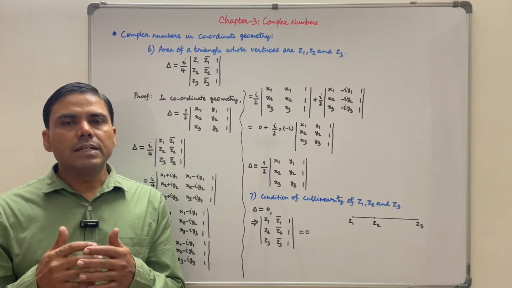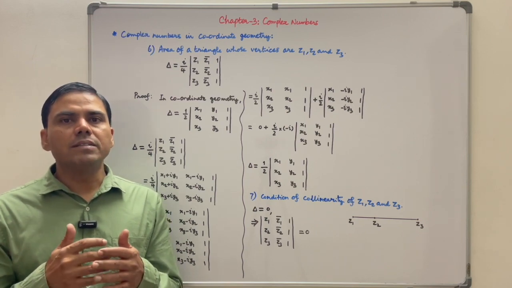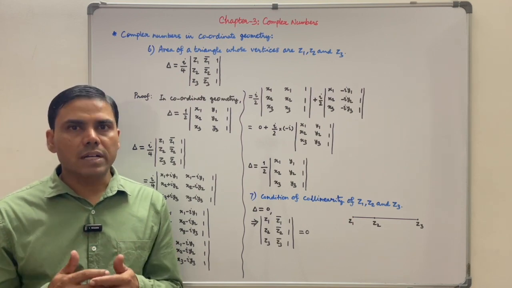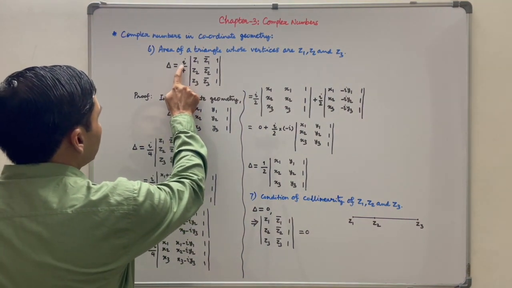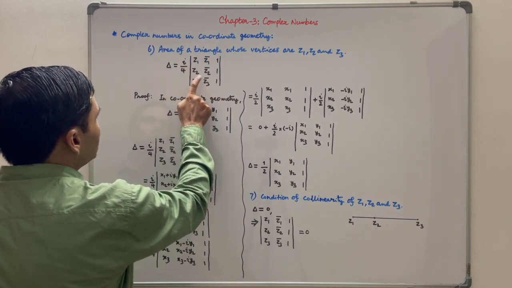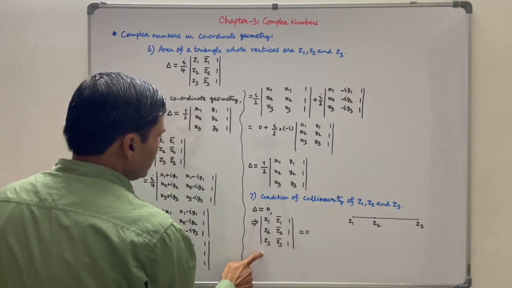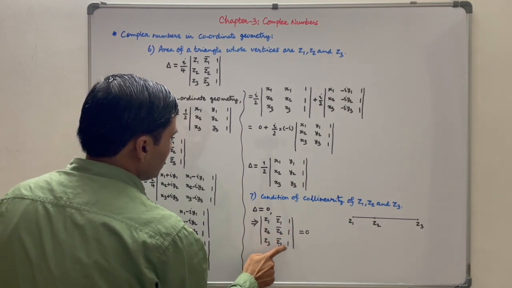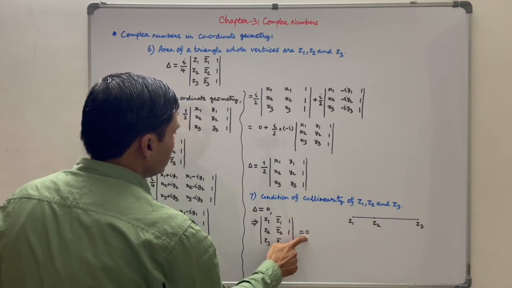Let us find out the condition of collinearity of 3 points z1, z2 and z3. The 3 points z1, z2 and z3 will be collinear if the area of the triangle formed by them is equal to 0. Or in other words, they cannot form a triangle. From here, delta is equal to 0. It means either i is equal to 0 or determinant is equal to 0. Since i is not equal to 0, determinant equal to 0 is the condition. So we can say that determinant z1, z1 bar, 1, z2, z2 bar, 1 and z3, z3 bar, 1 is equal to 0 is the condition of collinearity of 3 points z1, z2 and z3.